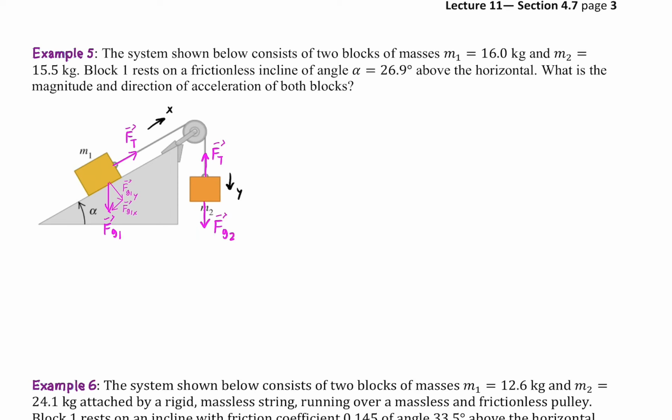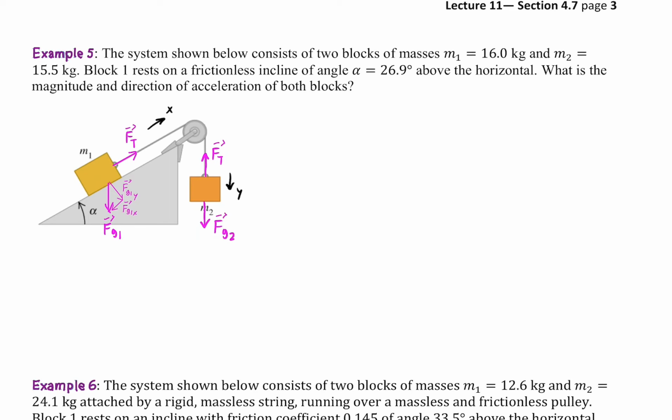Since I don't want to make an assumption because I'm not sure, it's not easy to tell, unlike with Atwood's machine. It's not necessarily easy to tell, especially once you introduce friction. It's not easy to tell which direction it's going to go in at first pass. Then don't force yourself to make an assumption. Instead, choose separate coordinate systems for both blocks. That way you can define both accelerations as positive, and if the accelerations come out as negative, then you know that the accelerations are in the opposite direction that you guessed.